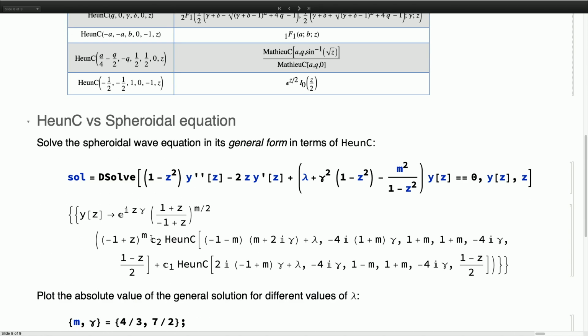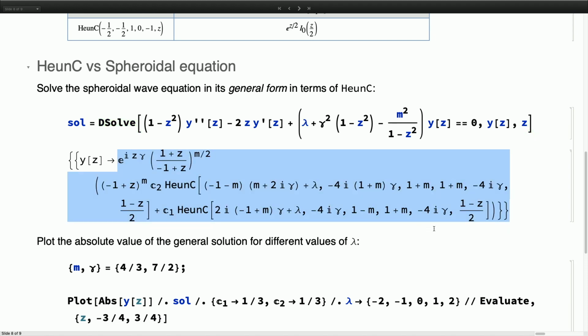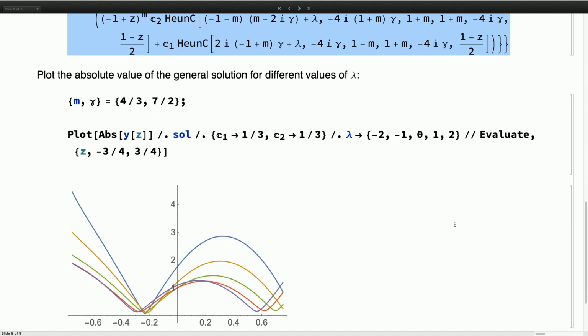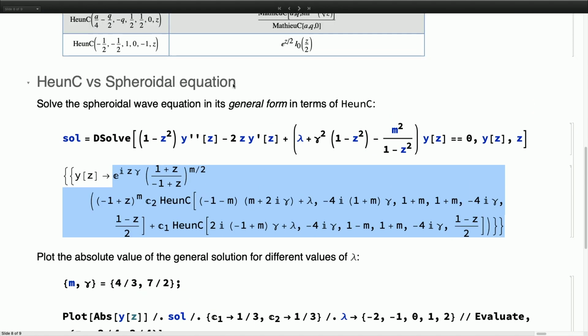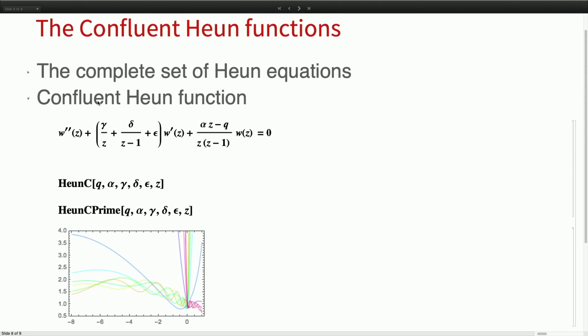Also, HeunC is able to solve the spheroidal equation in its general form. So there is a spheroidal equation, and there is a parameter lambda that if we choose it to be the spheroidal eigenvalue, then this equation will be solved in spheroidal functions, spheroidal PS or QS. But what if lambda is arbitrary? In this case, we are able to solve it using HeunC functions and work with it, of course. So HeunC is rather important because it has the biggest potential among the Heun functions, I think.